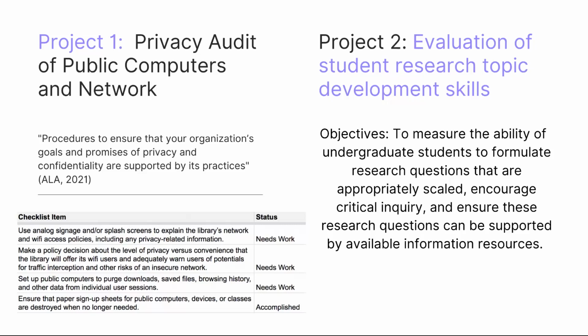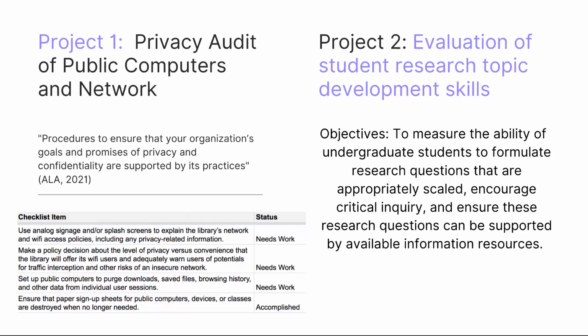So for the privacy audit, I worked on that with the library's IT department. I also worked on it with our head of circulation and our technology librarian. For this one, we did a privacy audit, which ALA defines as procedures to ensure that your organization's goals and promises of privacy and confidentiality are supported by its practices. And ALA's website has excellent guides and checklists for a number of different areas related to privacy in the library. And one is public computers and network.